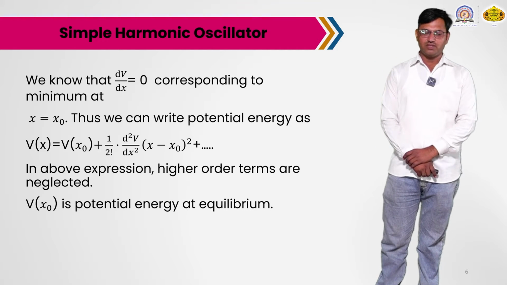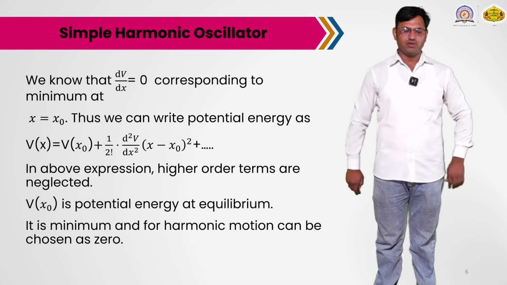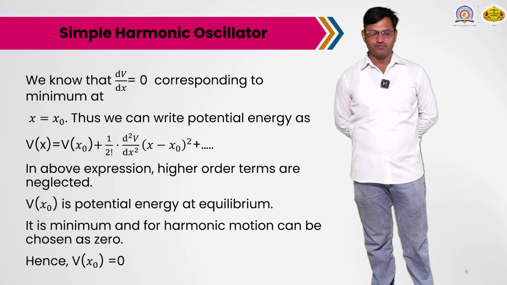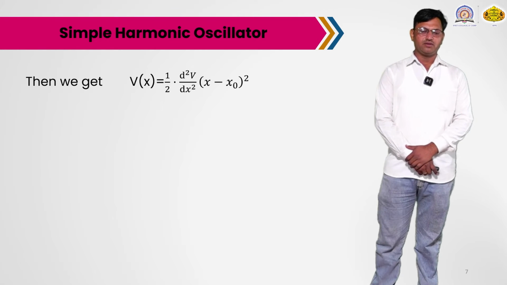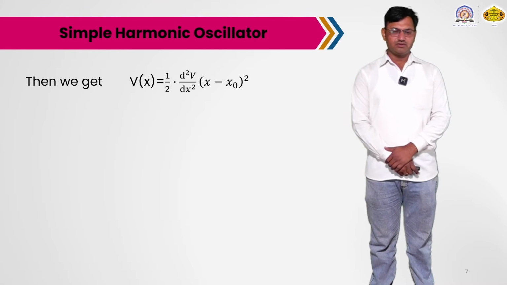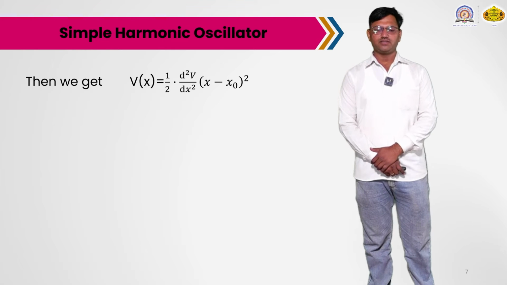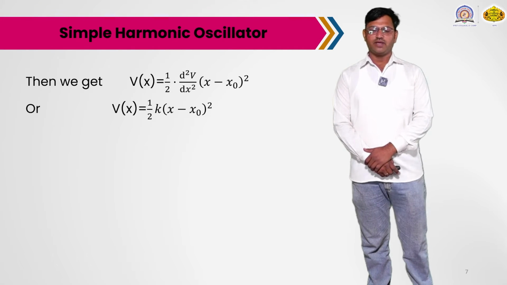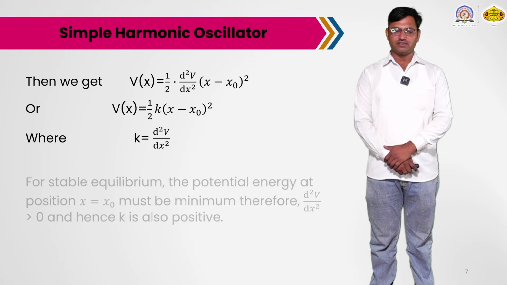Then V of x naught is the potential energy at equilibrium. It is a minimum and for harmonic motion can be chosen as 0. Hence V of x naught is equal to 0. Then we get V of x is equal to half into d square V upon dx square times bracket x minus x naught bracket square, or V of x is equal to half k bracket x minus x naught bracket square, where k is equal to d square V upon dx square.